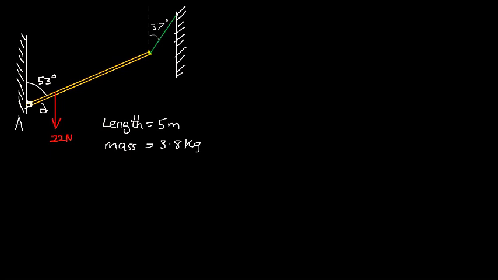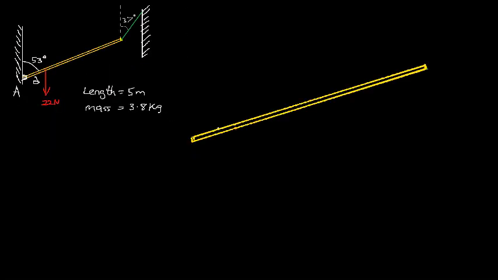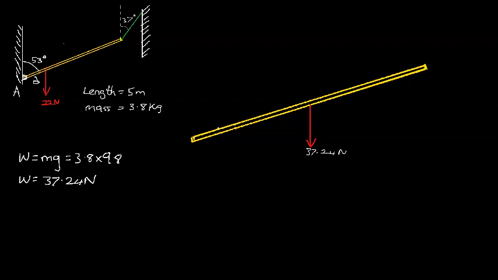Our first step here is to draw the free body diagram of the rod and indicate all the forces acting on it. We'll start with the weight of the rod. The mass of the rod is 3.8 kilograms, so its weight will be its mass times the acceleration due to gravity. And this weight acts on the rod at its center of gravity, which is located at the midpoint. Next up is the 22 Newton weight, which acts at a distance d from the hinge A.